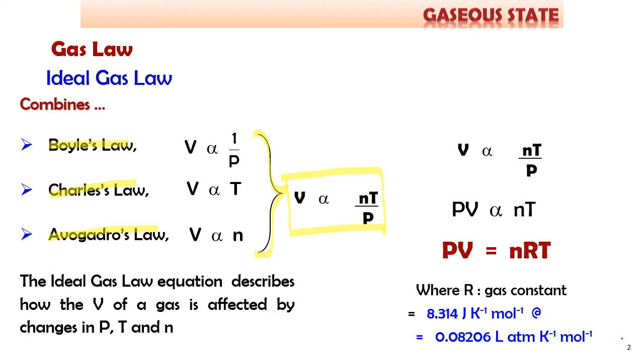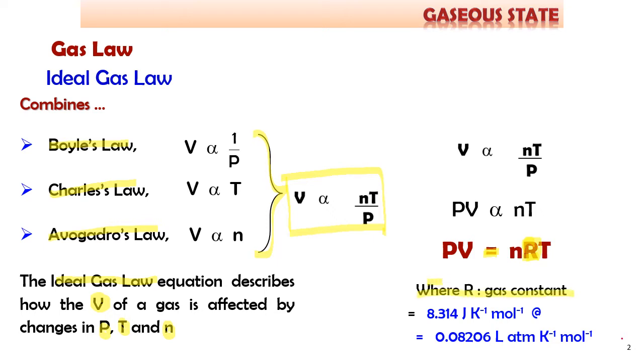The ideal gas law equation describes how the volume of a gas is affected by pressure, temperature, and number of moles. If you rearrange them, you will come to PV being directly proportional to n and T, number of moles and temperature. If you want to write an equation for this, put an equal sign here, which means you need to substitute with a constant. In this case, we will use the gas constant.